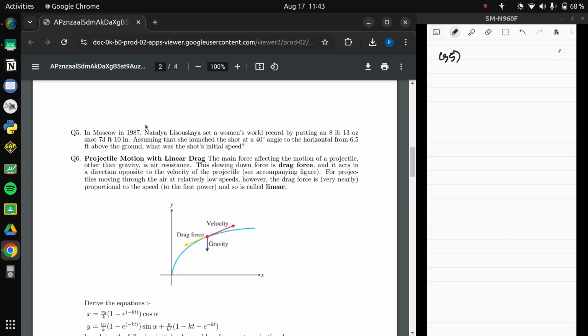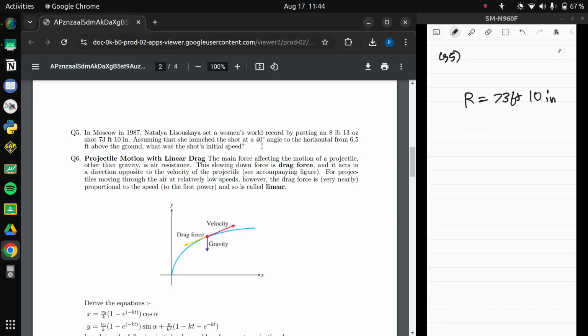Okay, in something something, set a woman's world record, shot put 73. What does this even mean? 8 lb, that's a weight or a force. 13 oz, what is this? Assuming that she launched the shot at a 40-degree angle to the horizontal from 6.5 feet from the ground, what was the shot's initial speed? Oh, so the range is, I think the range is given as 73 feet and what, 10 inches, I suppose. I think 1 foot is like 12 inches. I don't remember. It is certainly 30 centimeters, right? Okay, so 30 inches is 1 meter. So 1 inch is just 1 meter upon 30. Oof. Anyway.